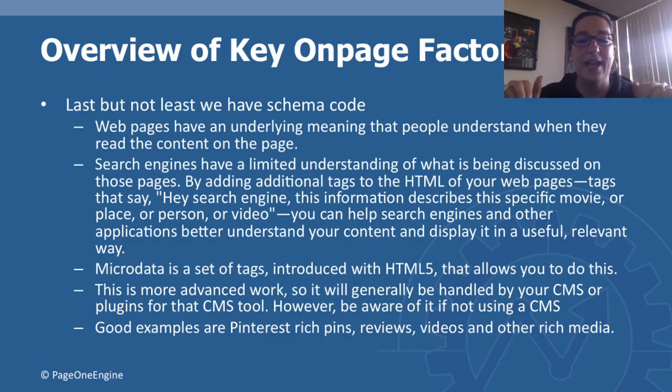Microdata is a set of tags that was introduced with HTML5 that allows you to do this. So this is more advanced work, so it'll generally be handled by your content management system or plugins that you choose to use. However, be aware of it if not using a content management system. Good examples are Pinterest rich pins, reviews, videos, and other rich media. Another thing that I like is, for example, recipes. You can literally go in there and put schema code on the back end that talks about these recipes.